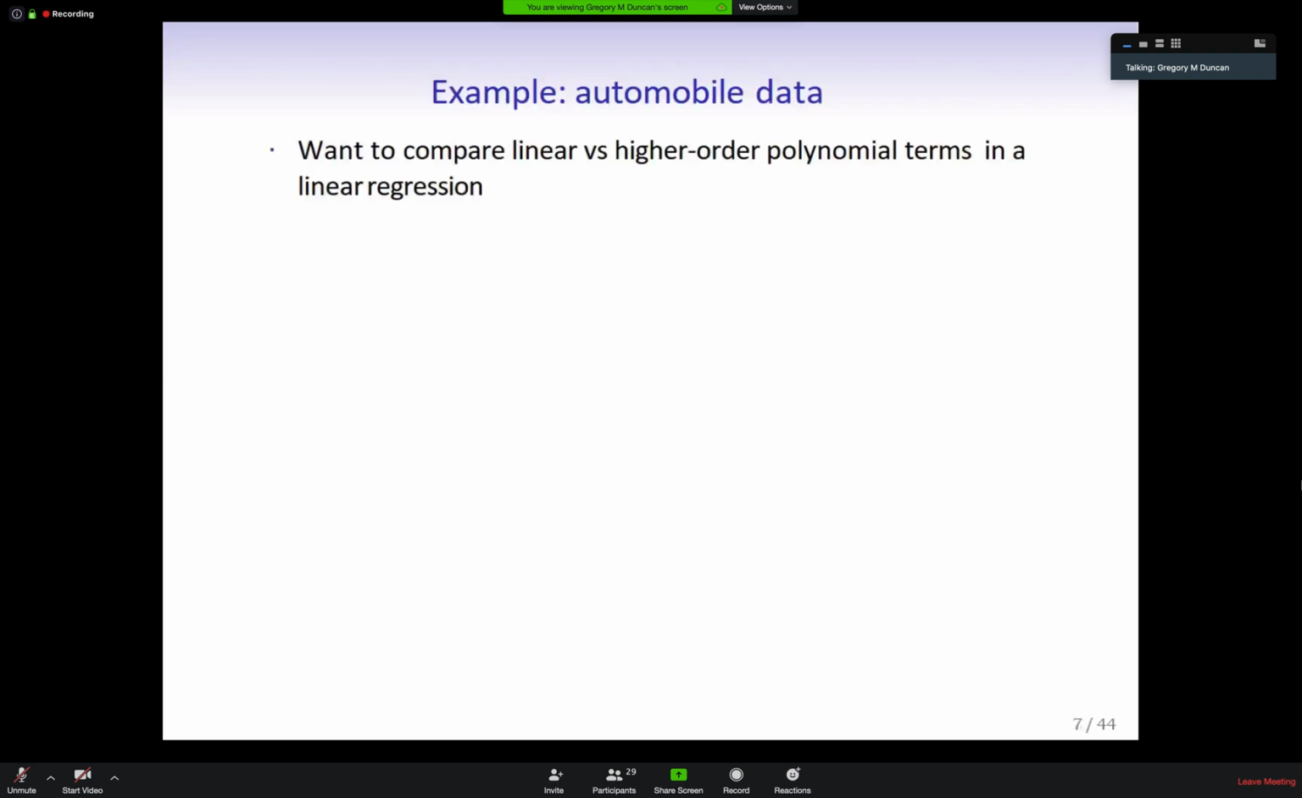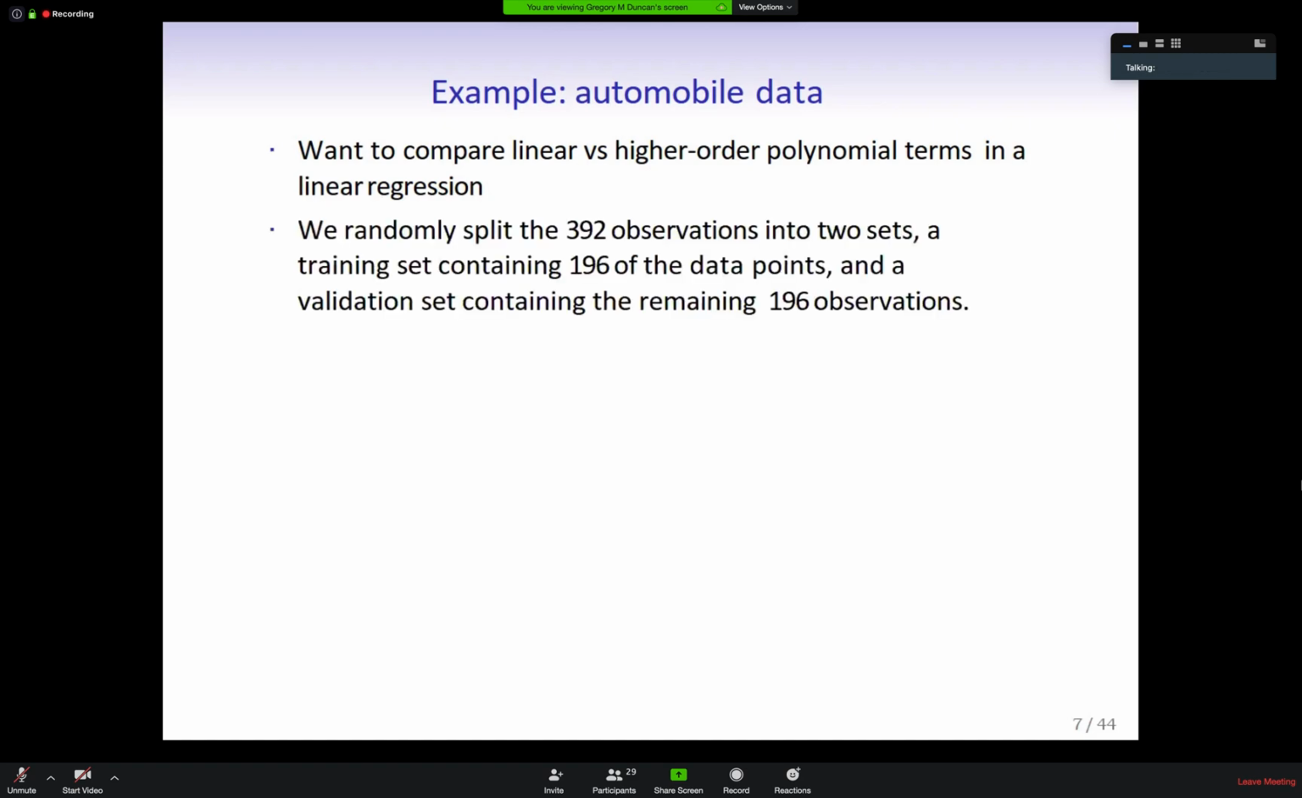An example, automobile data. Let's say we want to compare a linear versus a higher order polynomial in terms of a regression. Randomly split 394 observations, this is in the ISLR book, into two sets, a training set containing 196 of the data points and a validation set containing another 198, okay?